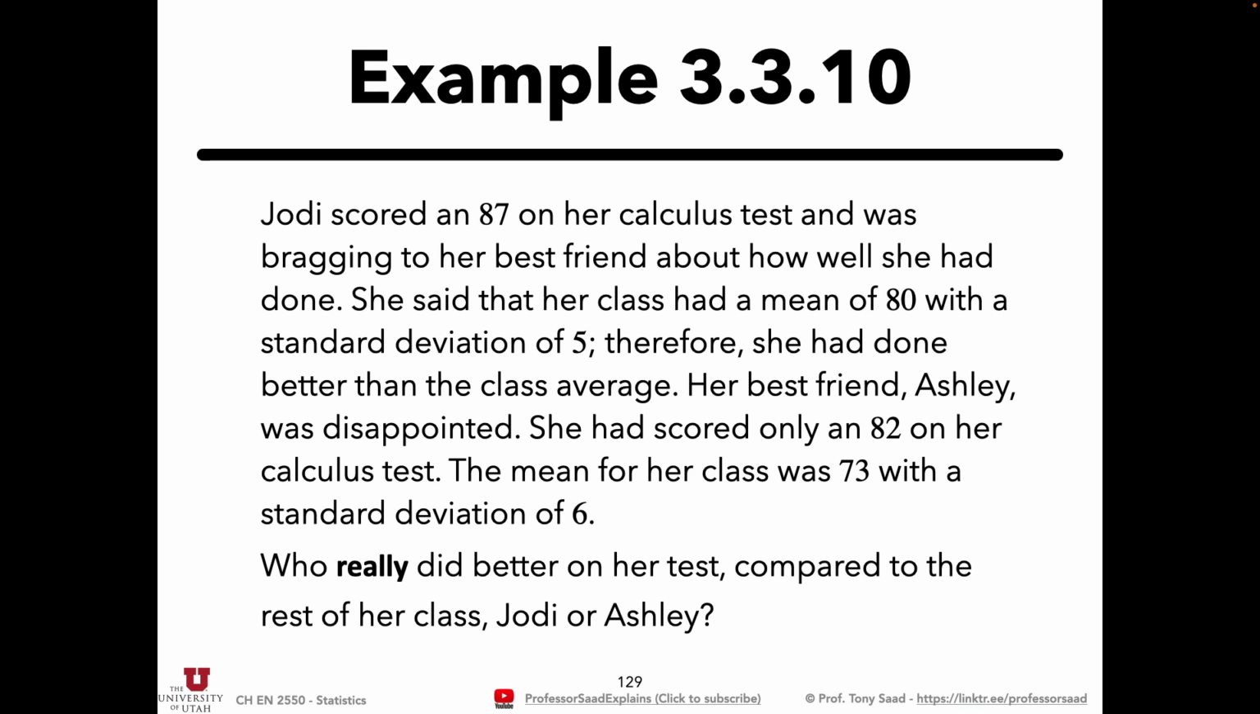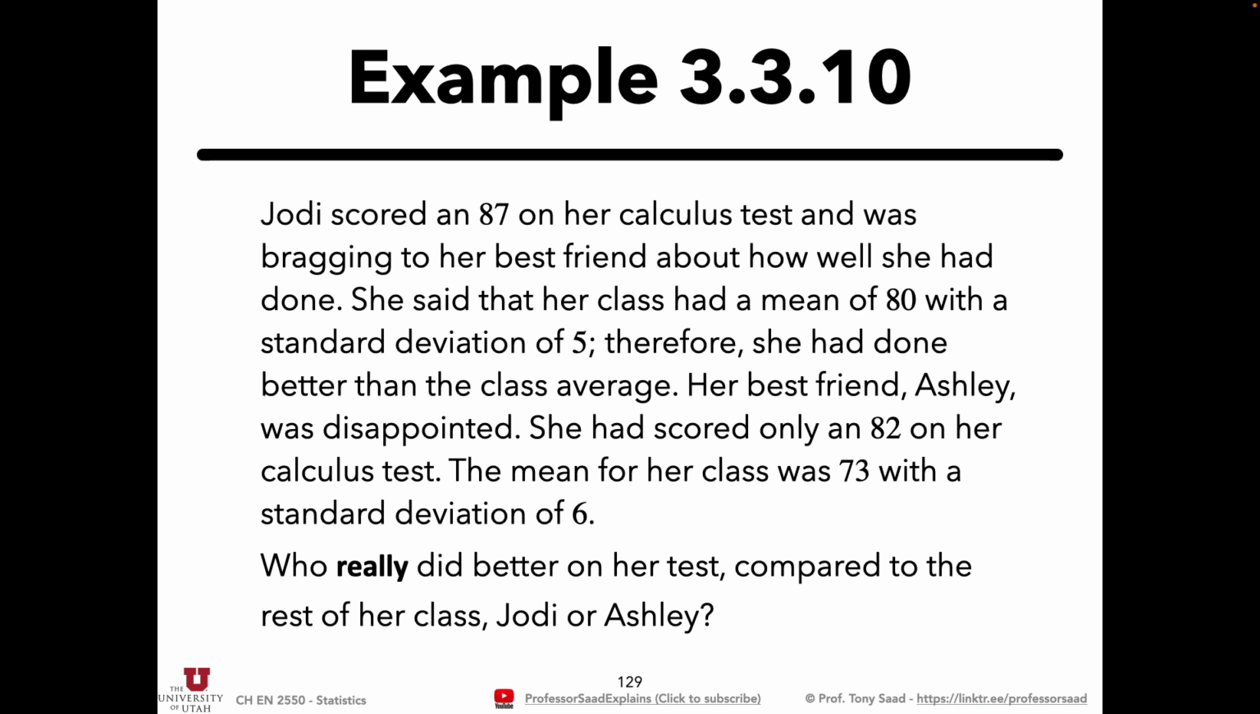Now, her best friend, Ashley, to whom she was bragging, was disappointed because she took calculus with Professor B, whose exams are much harder, and she had scored only 82 on her calculus test. So Jody had 87, Ashley had 82. Obviously, 87 is larger than 82, as far as I remember. So Jody did better. But Jody's class had a mean of 73, which probably indicates that if the students are all on the same level, the exam was harder for an average to be this low, 73.